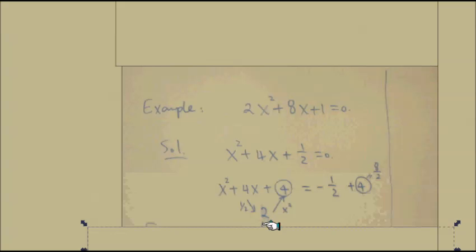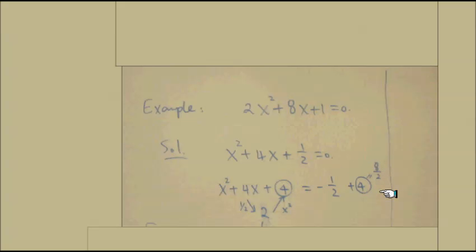So move this positive half to the other side, and it becomes negative half. Then we're going to have this coefficient, which is 2. Then we're going to square it again. This is squared, then that's 4. So we have to add this 4 on the other side as well. So we have this 4. If you combine these two, you will have 7 over 2.